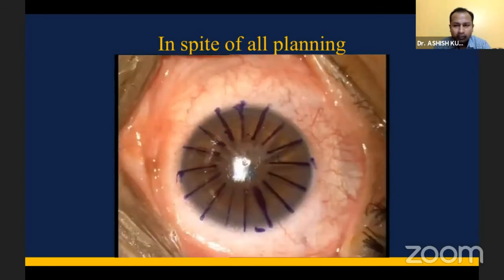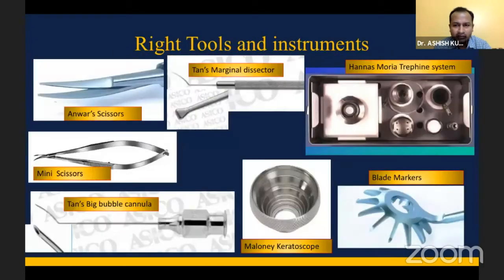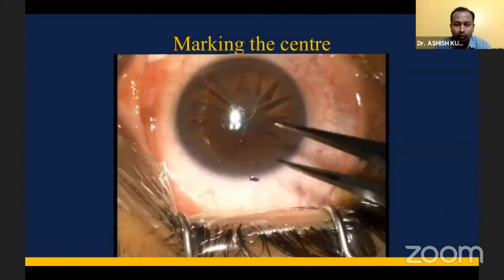So the right tools and instruments are the most important part of achieving a good outcome. I would say Dan's marginal dissector is one of the most important tools for achieving a big bubble, and at the same time the big bubble cannula, and these are the other scissors. Sean mentioned scissors. Ambos scissors are very good, and the blade markers from Thompson are again a very good addition to your instrument set.